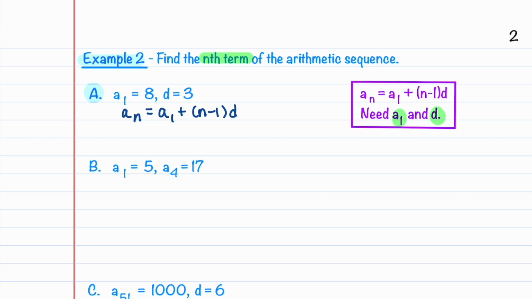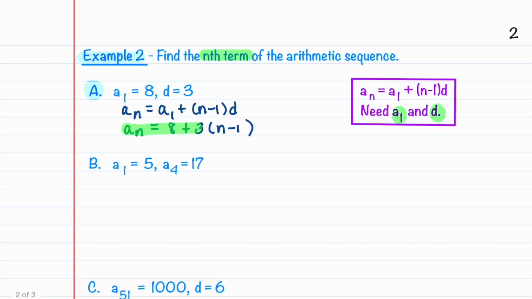Now we can go ahead and find A sub n. A sub n is going to be equal to A1, which is 8, plus n minus 1 times D. Now, here's what happens in practice. Typically, the D, when you plug in a constant, gets written in front of n minus 1. So we're going to write this as 3 times n minus 1. So that's the nth term of our sequence.